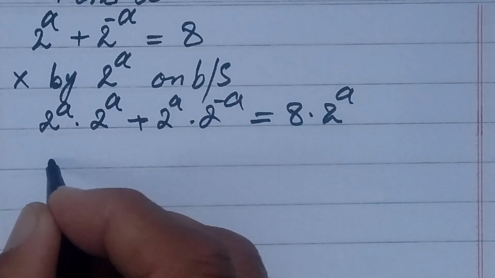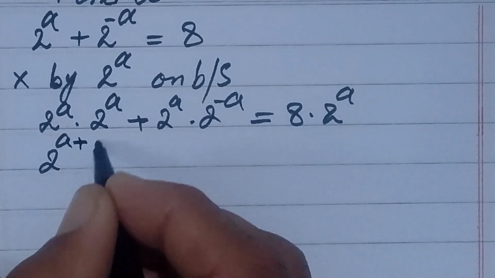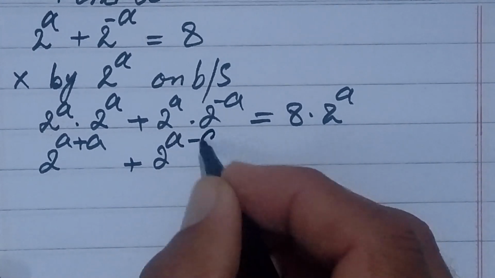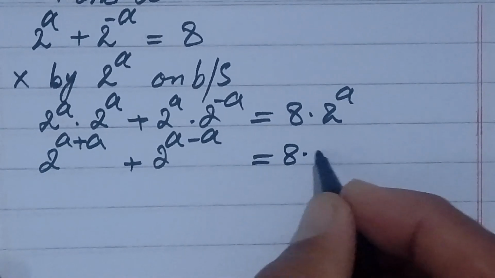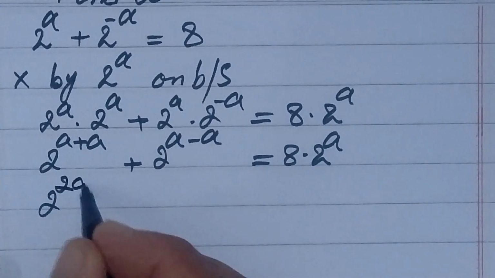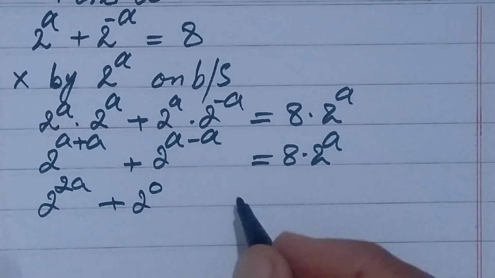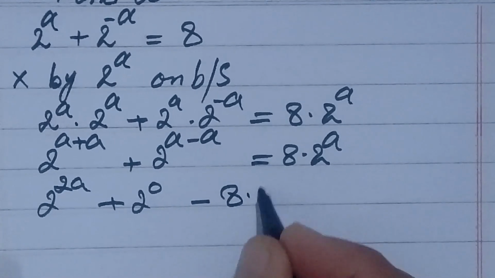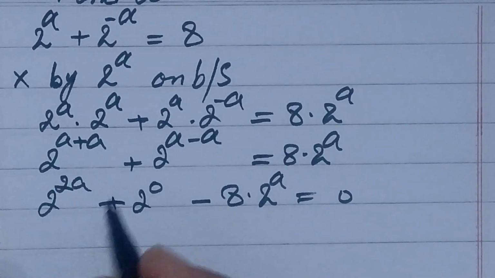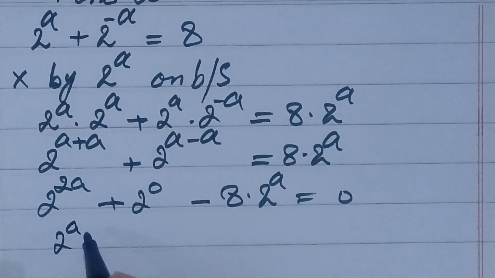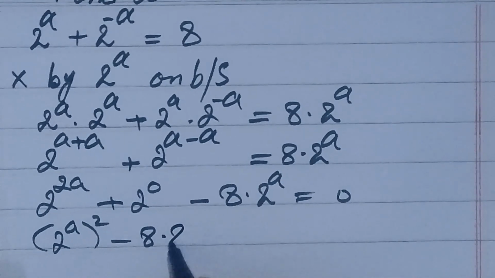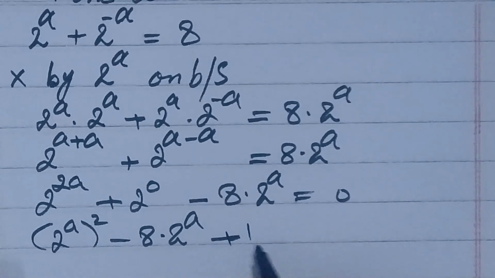Now this 2 raised to the power a plus 2 raised to the power a minus a is equal to 8 into 2 raised to the power a. Here 2 raised to the power 2a plus 2 raised to the power 0 minus 8 into 2 raised to the power a is equal to 0. Now by rearranging, (2 raised to the power a) whole square minus 8 into 2 raised to the power a plus 1 is equal to 0.